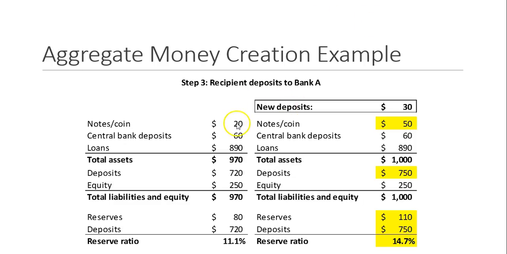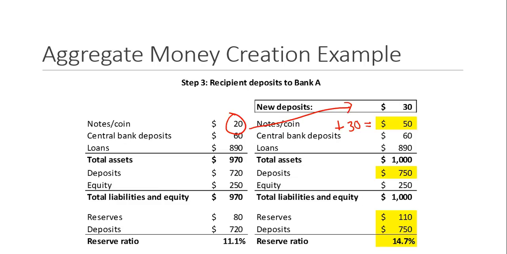Bank A notes and coin had gone down. Originally it was 50. It had gone down to 20. And now with the additional 30, increasing notes and coin by 30, we have a notes and coin balance of $50. Loans isn't changing because there's no loan being made.